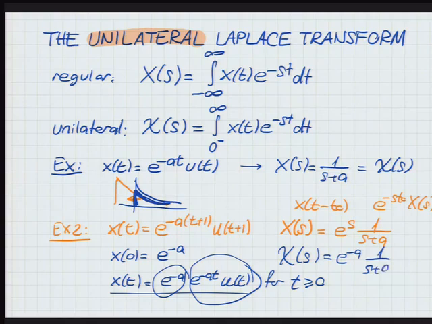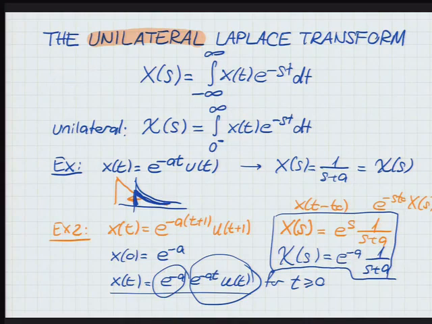So that example tells you that for signals that have stuff happening before time equal to 0, the unilateral and the regular Laplace transforms, or I guess regular is not a good term, you would say bilateral, I guess, are different in general.